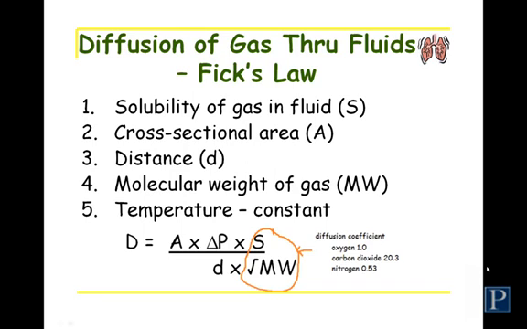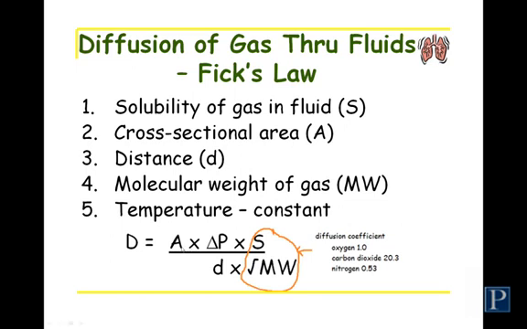And I have given you some numbers. You don't have to memorize these numbers, but look at carbon dioxide compared to oxygen. It has 20 times the diffusion rate of oxygen because it's pretty much 20 times more soluble. That's where a lot of it comes into play. It's much more soluble in fluids than oxygen. So no matter whether we're talking about oxygen, CO2, or nitrogen, this is going to be a constant for a particular gas. What other things can determine the rate of diffusion of that gas through fluids? So let's look at these other factors.